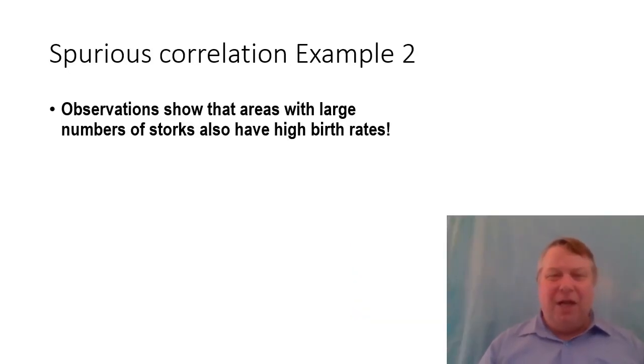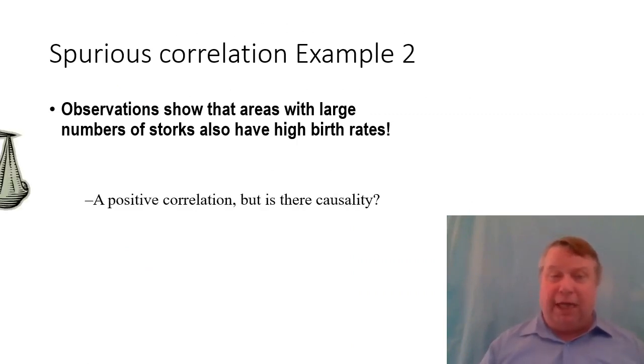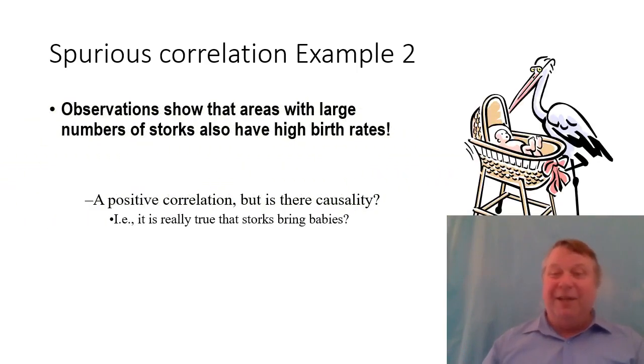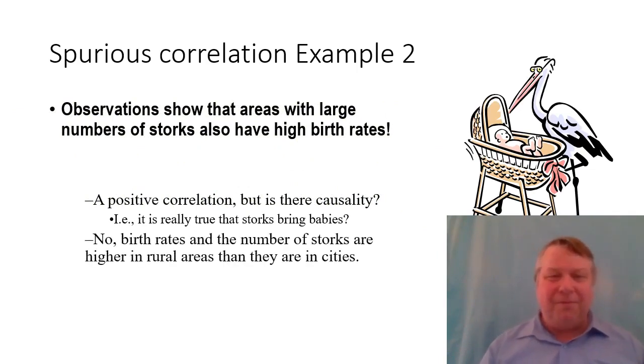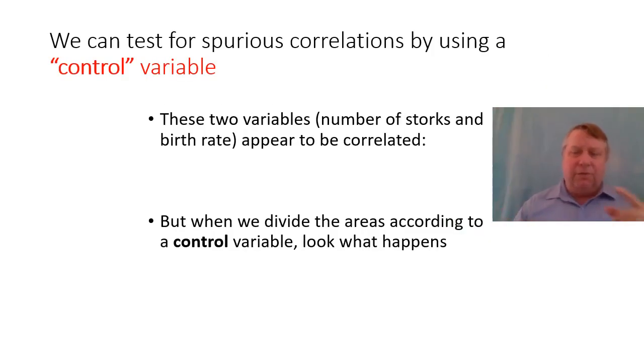Here's another example. Observations show that areas with large numbers of storks also have high birth rates. So there's a positive correlation between the number of storks and the birth rate. Does this mean that storks bring babies? No. In this case, birth rates and the number of storks are both higher in rural areas than they are in cities. So in other words, the apparent relationship between the number of storks and the birth rate is actually caused by this third spurious variable.